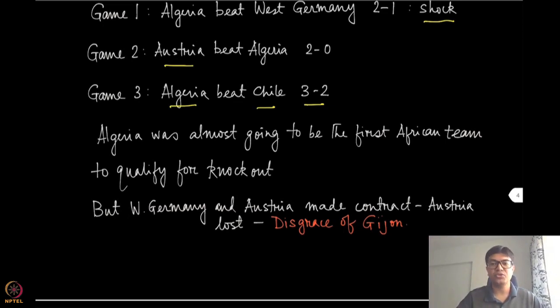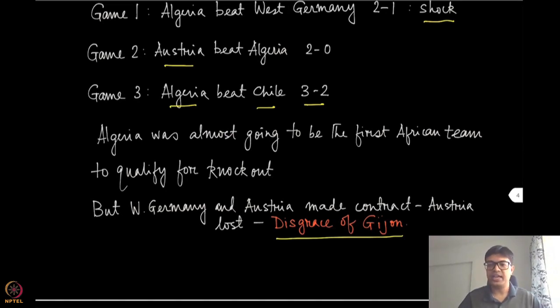So if you want to dig deeper into it, you can search with Disgrace of Gijon. Gijon is the place in Spain where this tournament took place in 1982. And you can get more information.